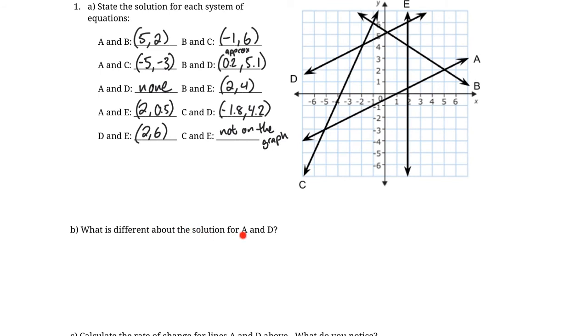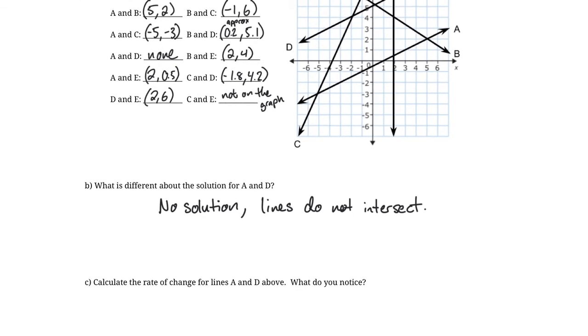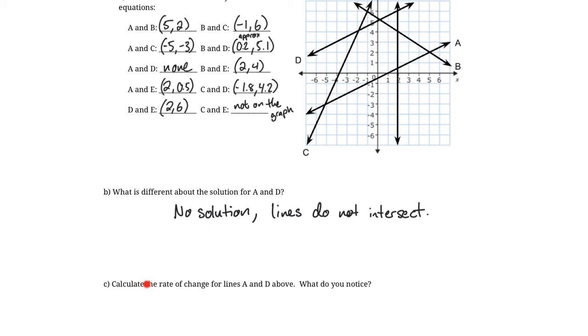What is different about the solution for A and D? So this is where our solution for A and D is, and we wrote that there is no solution because these lines here on this graph do not intersect. So there is no solution. And then we're being asked to calculate the rate of change for lines A and D above. So let's go ahead and do that.